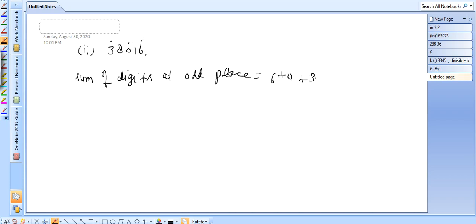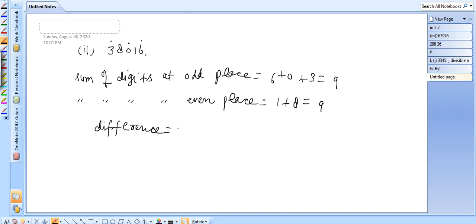0 plus 3, that is 9, and write sum of digits at even place. So remaining digits are at even place, 1 and 8. So write 1 plus 8, that is 9, and difference, that is 9 minus 9, that is 0.